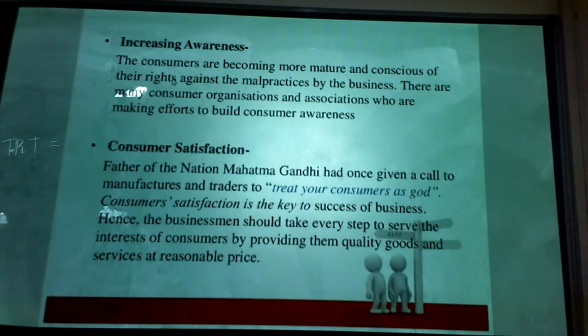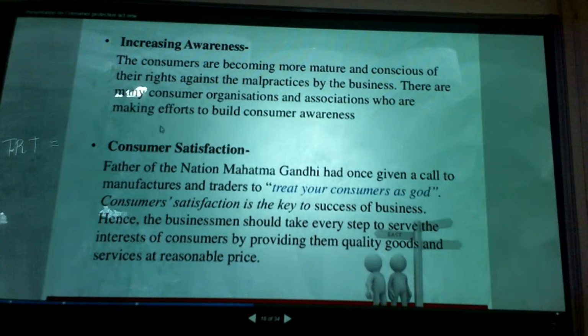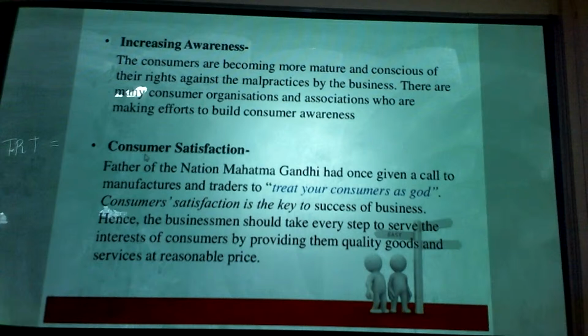Then only we will raise the voice regarding whatever unfair trade practices there are, and consumer satisfaction also. That is a major thing. It is followed by the business people. Mahatma Gandhi has one line that says, treat your customers as a god. So that is another major thing. These things must and should be followed by business people.